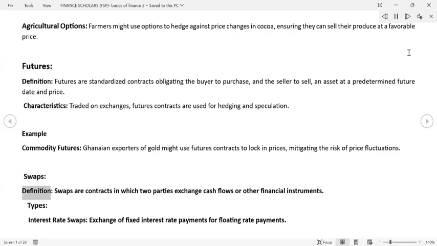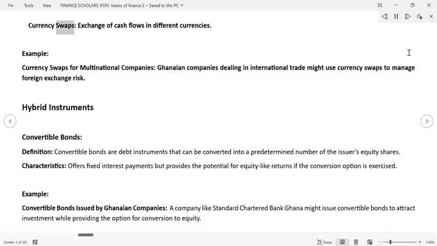Swaps. Definition. Swaps are contracts in which two parties exchange cash flows or other financial instruments. Types. Interest rate swaps. Exchange of fixed interest rate payments for floating rate payments. Currency swaps. Exchange of cash flows in different currencies. Example. Currency swaps for multinational companies. Ghanaian companies dealing in international trade might use currency swaps to manage foreign exchange risk.